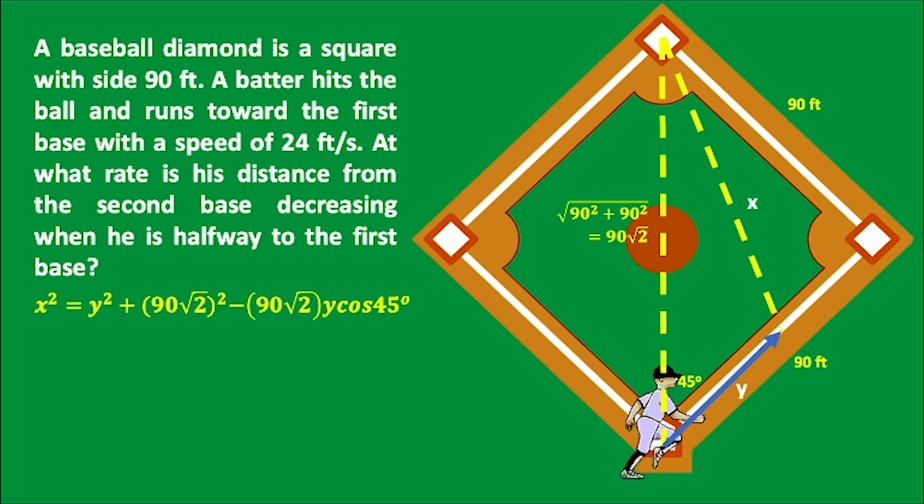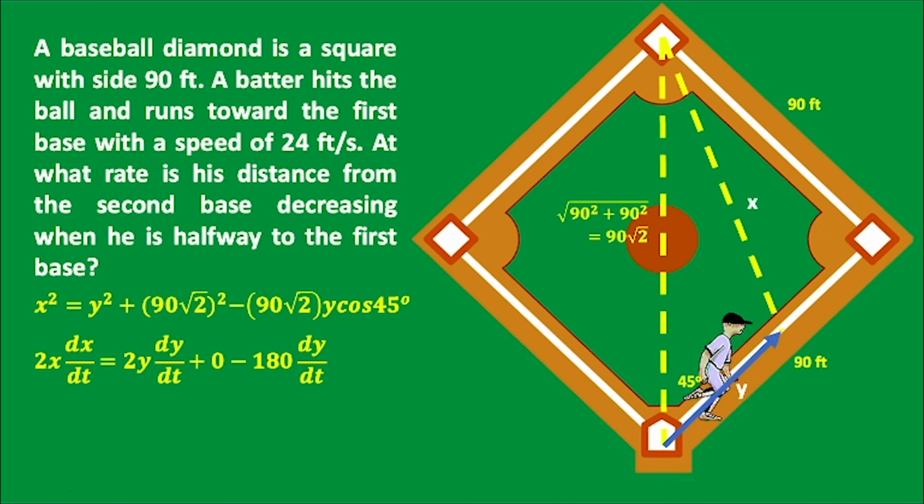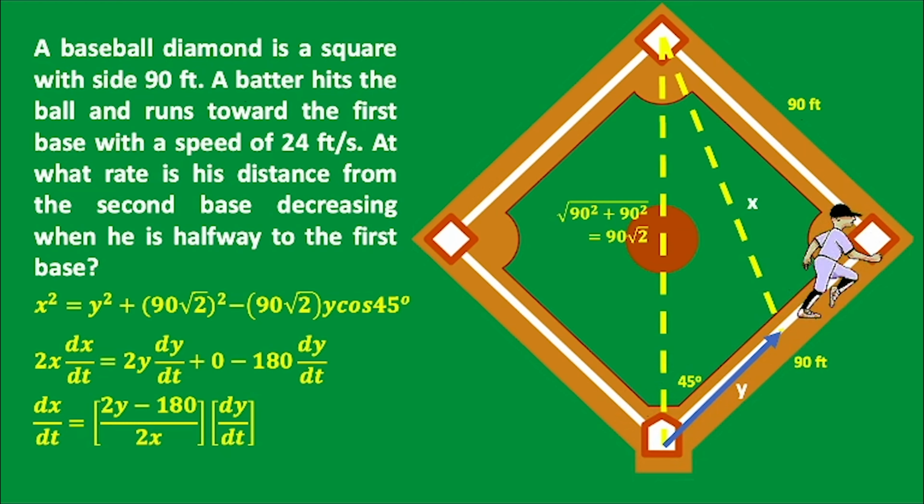With this equation, we can now differentiate the variables x and y with respect to t, or with respect to time. This is equivalent to 2x dx over dt equals 2y dy over dt. The derivative of (90 square root of 2) squared is equivalent to 0. And we have negative 180 dy over dt on the third term. Isolating dx over dt will give us (2y minus 180) over 2x multiplied by dy over dt.